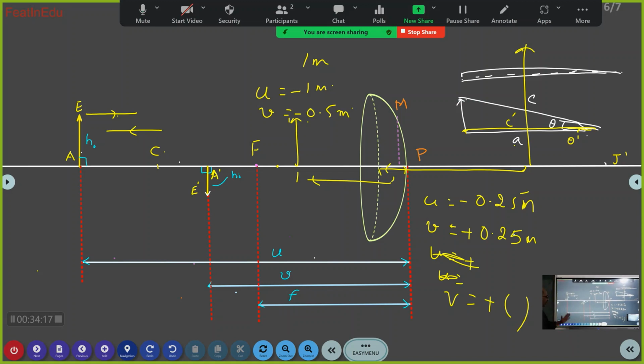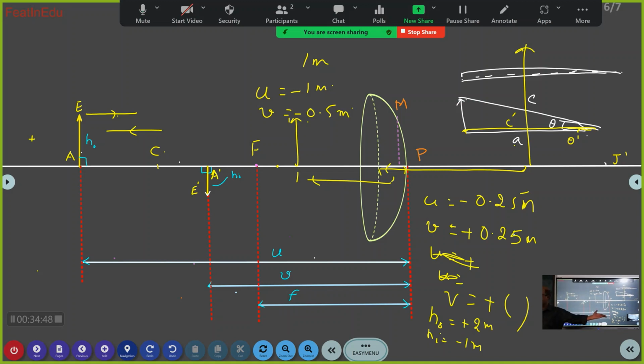This is working on this idea. Measurements made above the principal axis are positive. Measurements made below the principal axis are negative. So here, if I say HO is equal to plus 2 meters, it means it is above the principal axis. HI is minus 1 meter, below the principal axis, which means it is inverted.